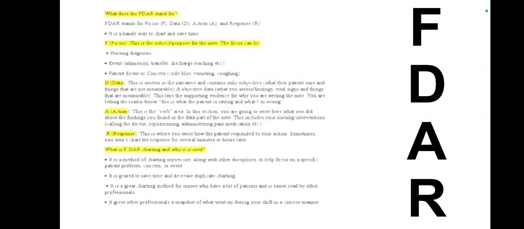So it is more on saving time for the patient and the nurse, especially if they are catering to 60 to 100 patients. Actually, here in the Philippine setting, the nurse-patient ratio is not really on the ideal side. It's because of the poor healthcare system in the Philippines. So that's why it's very sad here. But it gives other professionals a snapshot of what went on during your shift in a concise manner.